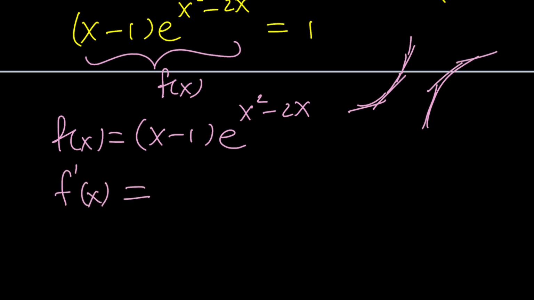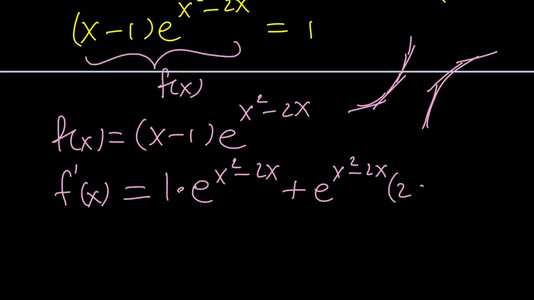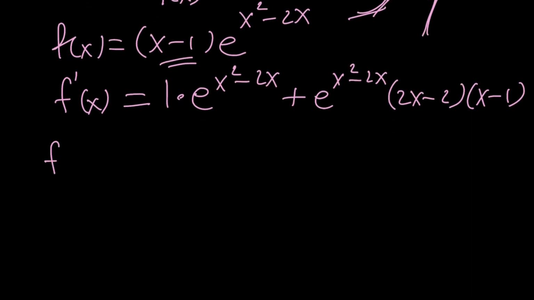So how do you differentiate this? It's a product, so we're going to use the product rule. The derivative of (x - 1) multiplied by the second function, plus the derivative of the second function, which is the same function, multiplied by the derivative of the inside, which is 2x - 2 from the chain rule, multiplied by x - 1, which is the first function. u'v plus v'u. That's the product rule.